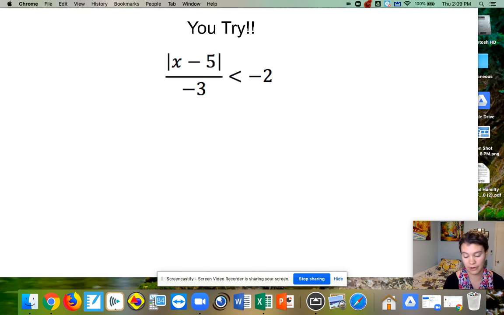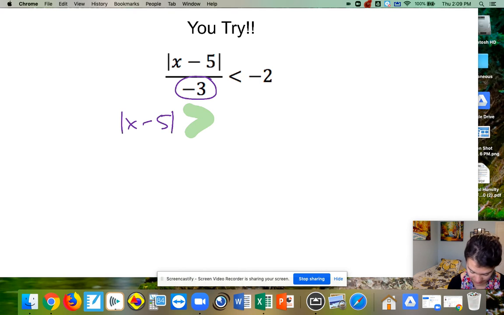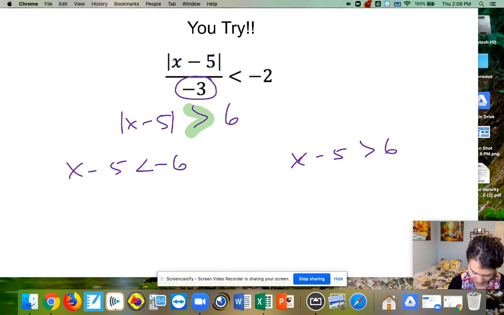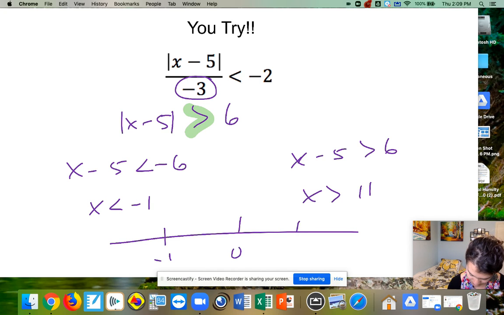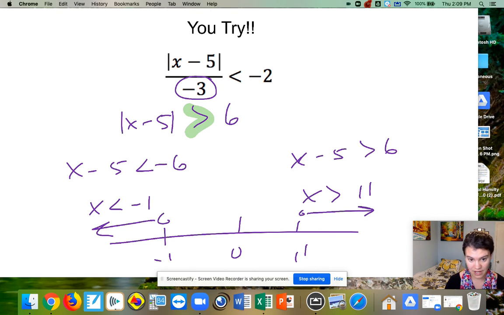Okay, you try this one, and then we'll talk about it. All right, to get this by itself, we need to multiply by negative 3. So we get x minus 5, but we're multiplying by a negative number, so we need to flip our inequality, and we'll get a positive 6 right there. Now you can break it up. X minus 5 is less than negative 6. X minus 5 is greater than 6. Solve. X is less than negative 1, or x is greater than 11. Graph this. Open circles on both of them. X is greater goes this way. X is less than goes that way.